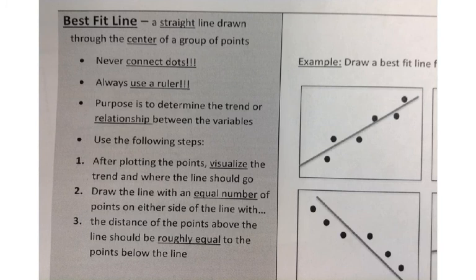All right, now we're going to talk about best fit line. And a best fit line is just a line, which means a straight line. And in science, because we're always talking about relationships, we never want to connect the dots. It's a general form. It's a general relationship. So you don't want to take these individual ones. You just want to look at the overall picture.